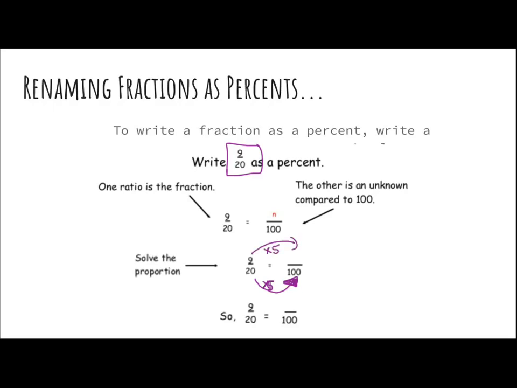So then I'm going to do the same thing here. 9 times 5 would give me 45. Remember with fractions, whatever you do to the denominator, you have to do to the numerator. So since 9 over 20 is equal to 45 over 100, that means it's equal to 45%.